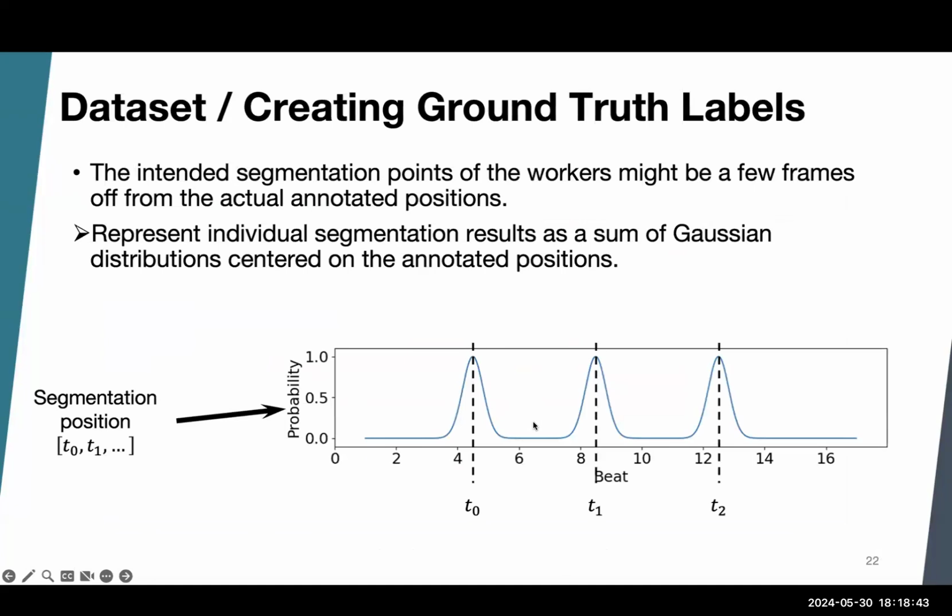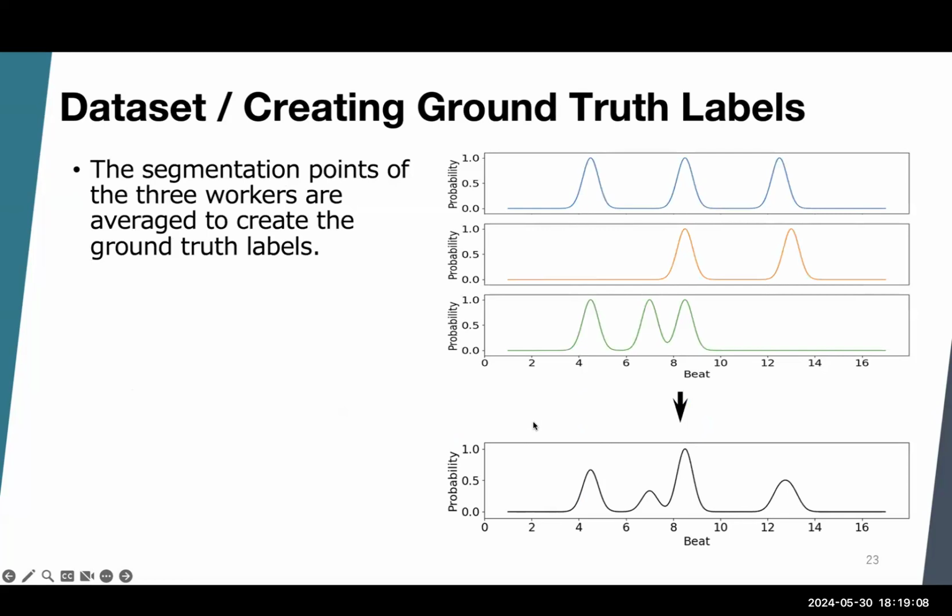Next, to create the ground truth segmentation labels from the corrected annotations, we considered that the worker's intended segmentation points might slightly differ from the actual annotated positions. Therefore, we first represented each individual segmentation result as the sum of Gaussian distributions centered at the specified positions. By averaging the segmentation results of the 3 annotators, we obtained the ground truth segmentation probability.